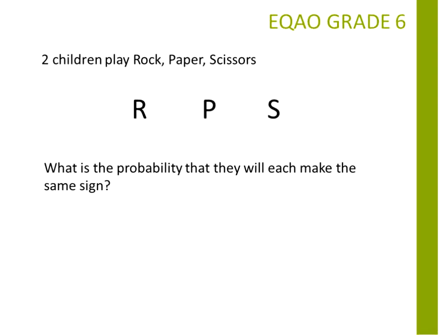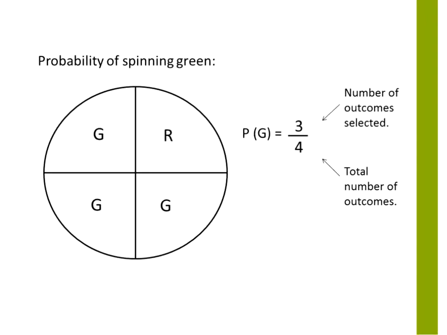Hopefully they would have learned something about probability before they attempt this. And just to remind you, if you have a spinner with 4 equal sized pieces, and you want to know the probability of spinning green, you would count the number of outcomes you're interested in, so the greens, which would be 3, and then you would count the total number of outcomes. So in probability, that's how you form a fraction, and the different outcomes have to have equal weight or equal probability for this to make any sense.